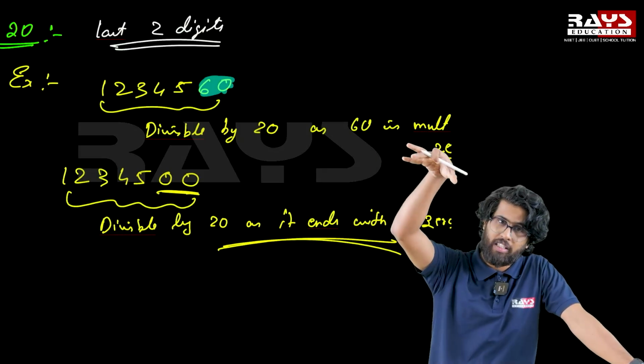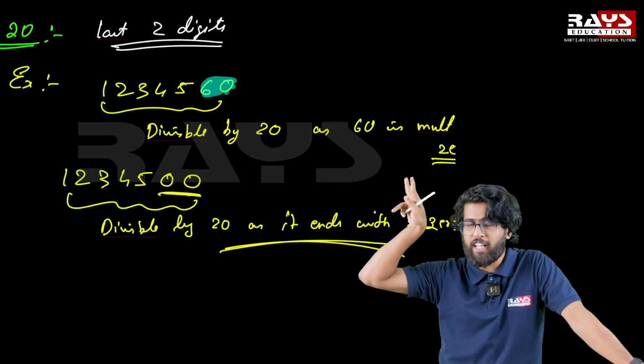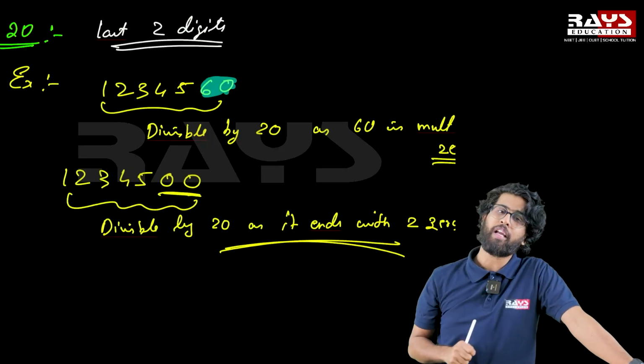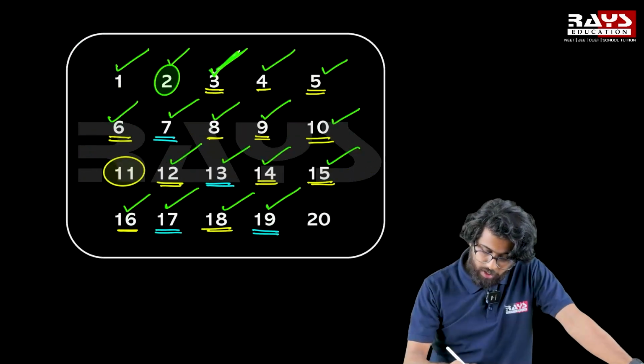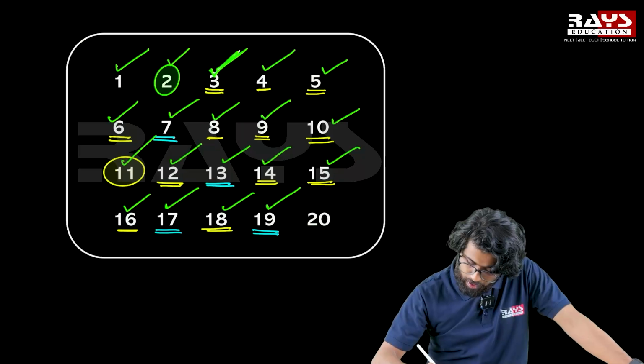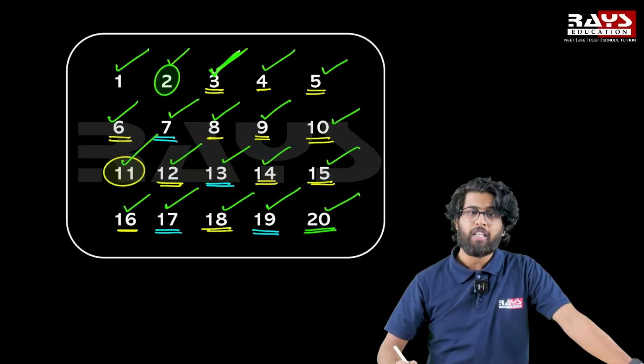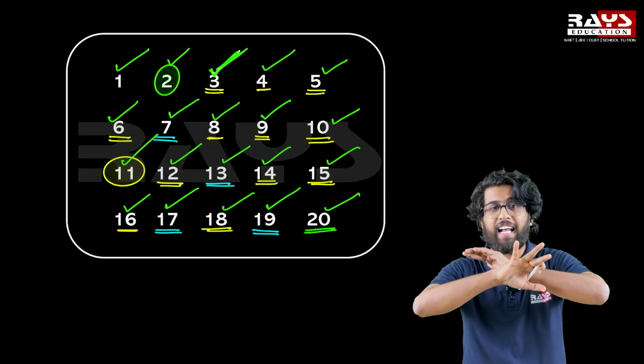So any number which is ending with two zeros is divisible by 20, or if the last two digits is a multiple of 20, it's also divisible by 20. I think we have actually completed every number. 11 we completed, 20 also we completed. So that's it, dears. It's very easy. It's as simple as this.